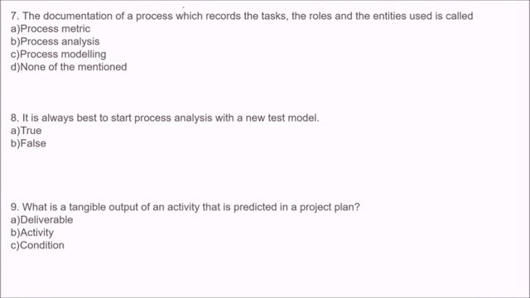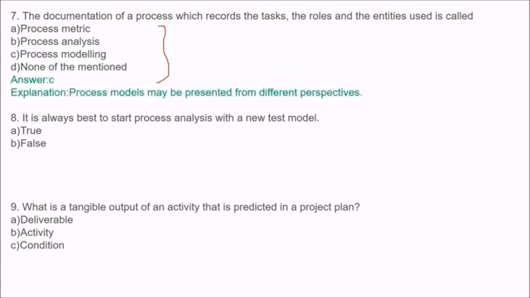Next is, the documentation of a process which records the tasks, the roles and the entities used is called what? The answer is process modeling. So a process model may be presented in different perspectives. The documentation of a process which records the tasks, roles and entities is known as process modeling.